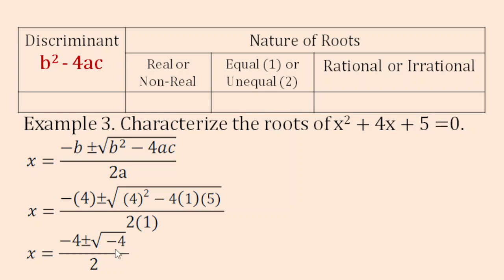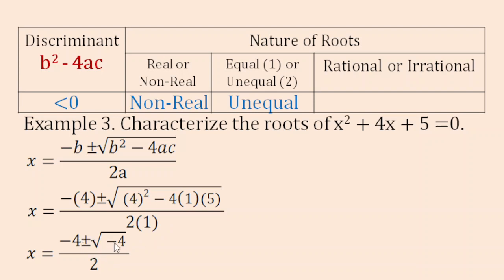Okay, so the value of the discriminant is negative 4, and that is less than 0. From our table, the roots are non-real and unequal. Why do we say non-real? Because the number inside the square root sign is a negative number. And why do we say unequal or two roots? Because we can still make use of this plus and minus sign.